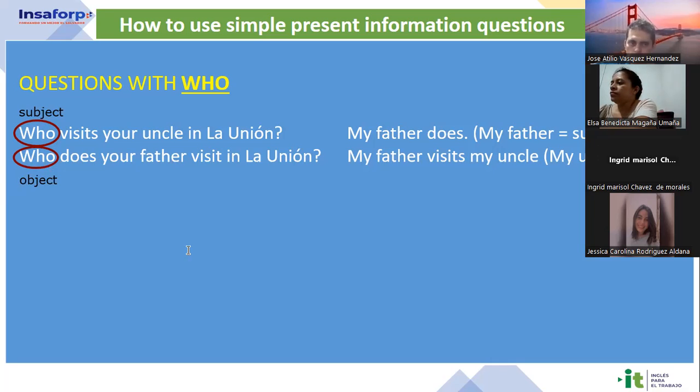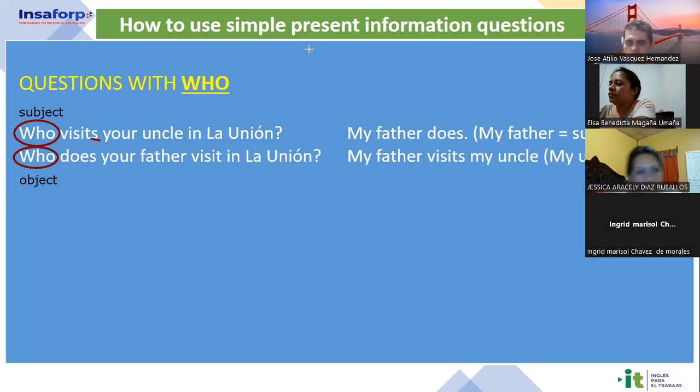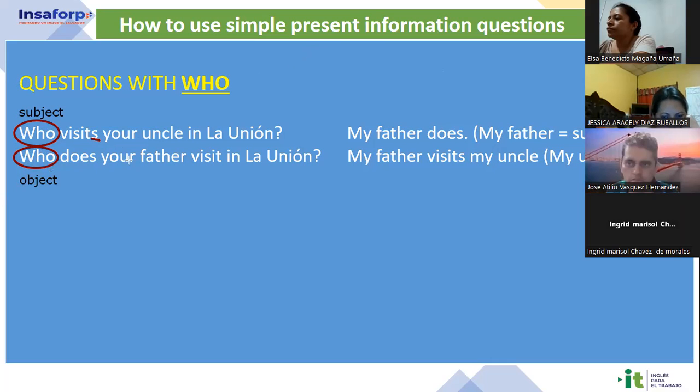Okay? Good. Now, what are the characteristics of who when it's a subject? It's simple. Who, no auxiliary, and the verb has an extra S. Look, the verb has an extra S. Visits, right? No visit, visits, right? And in the second one, when who is the object, right? We have W is word. Vamos a cambiarle aquí el color. Este verdecito lo vamos a poner. Who is, right, the information question word, does is the auxiliary.